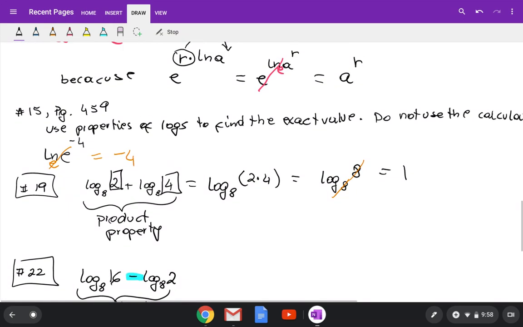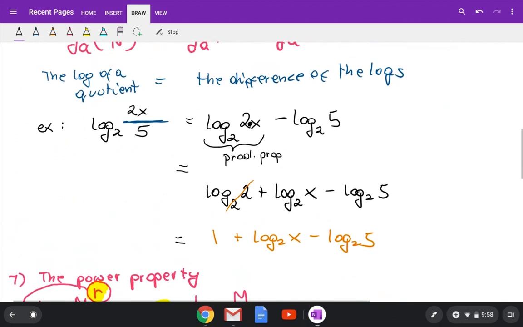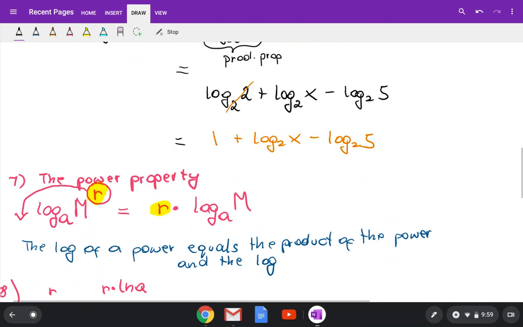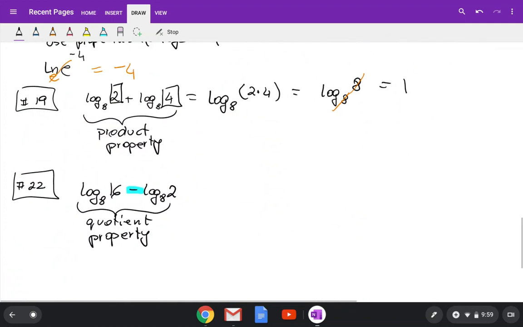So let's go back to the quotient property. You have the right side of the quotient property: a difference of two logs, which we can rewrite as a log of a quotient. So we're going to rewrite that as a single log of base 8 of 16, the first expression, over 2, the second expression. The first expression will be the numerator and the second will be the denominator. You work from left to right: 16 is on the top, 2 is on the bottom.